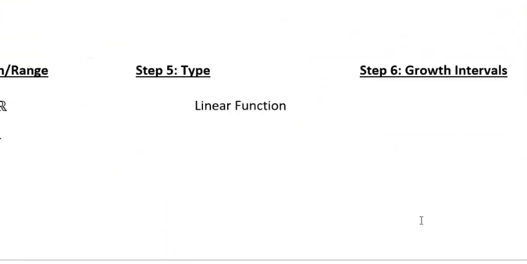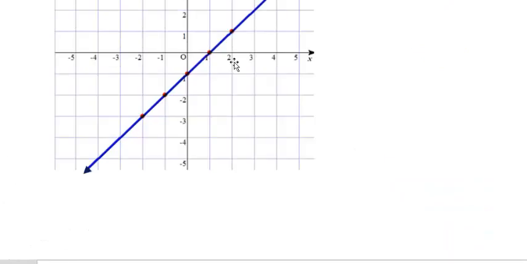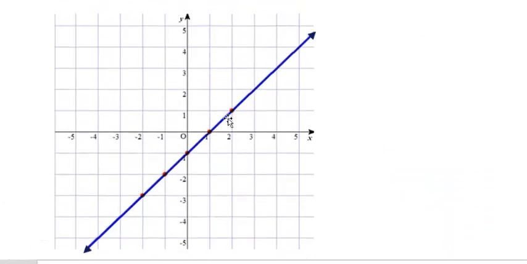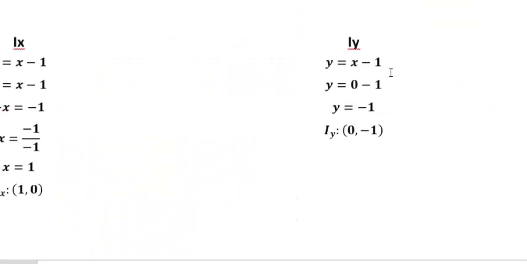So for the growth intervals, I'm going to say that this line is always increasing. That means the increasing interval will be R. The line is never going down, it's never falling, because from left to right it's always going up. So the line is not decreasing. The decreasing interval will be empty, and that's why we use this symbol. This symbol means empty in math. There is no decreasing interval.